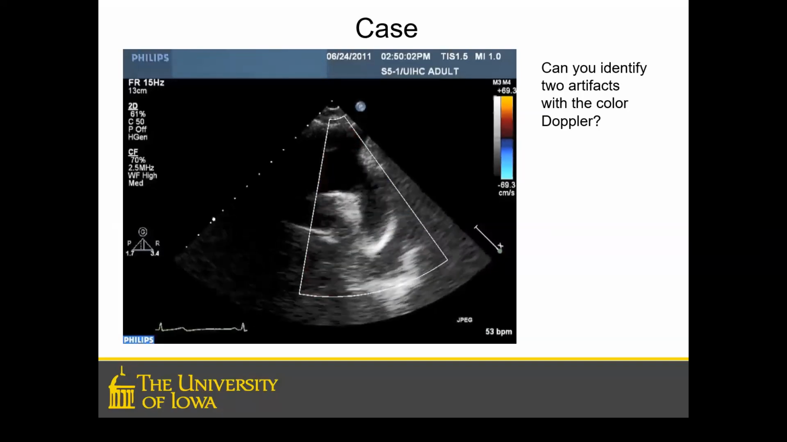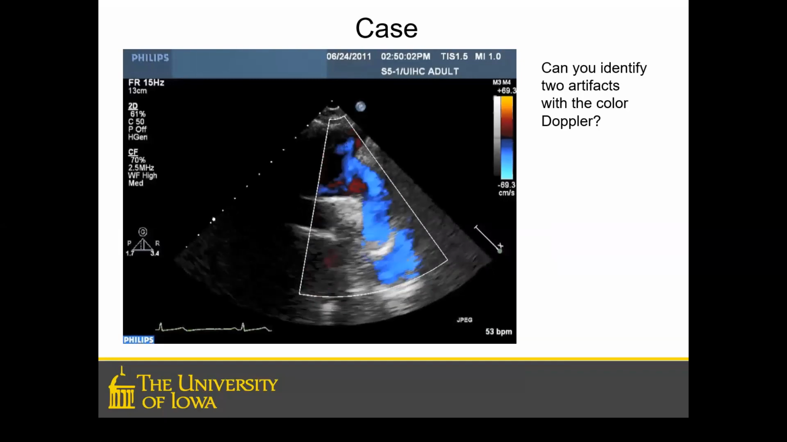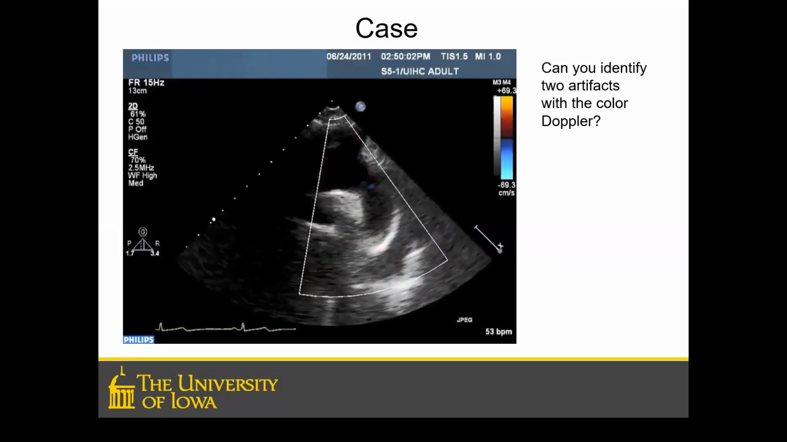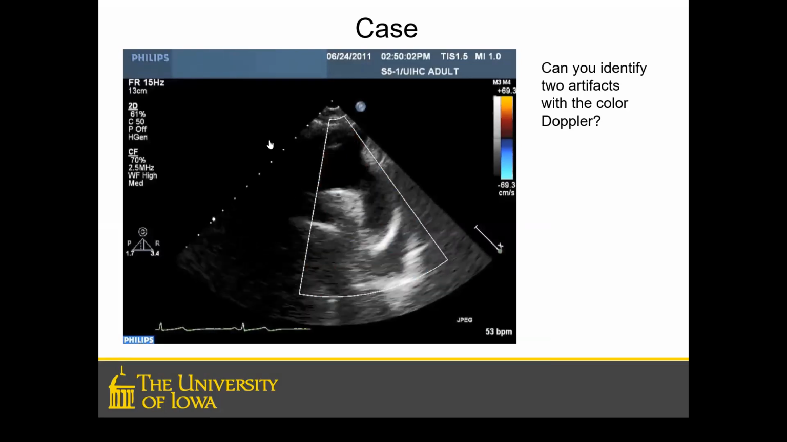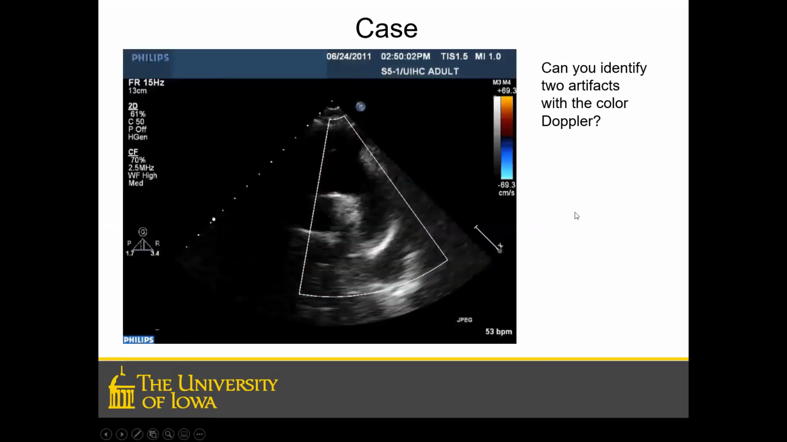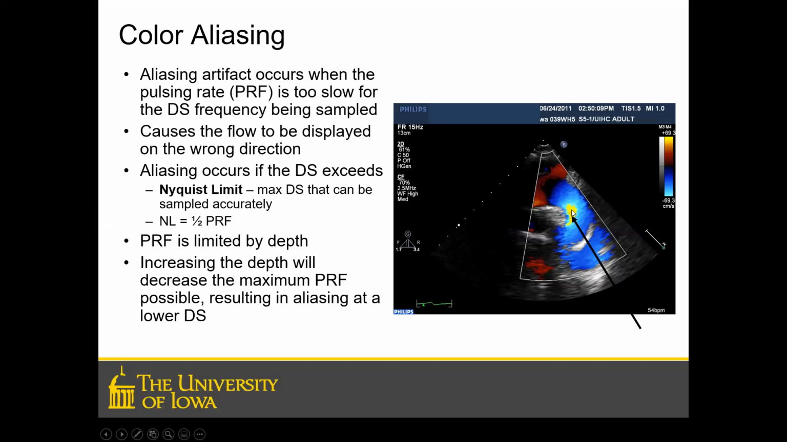Here's another case, and this is suprasternal notch of the arch, and there's 2 artifacts with the color here, and you know what they are. There's going to be aliasing and there's going to be a mirror image. So the aliasing, this gives me a chance to talk to you about aliasing right here. Notice the color wraps from blue to yellow with no black in between. That's how you know this is aliasing, as opposed to here where it's red and black and then blue. That's 2 different Doppler shifts happening from 2 different directions. And of course, the black is where we're at 90 degrees and you're not detecting any Doppler shift.